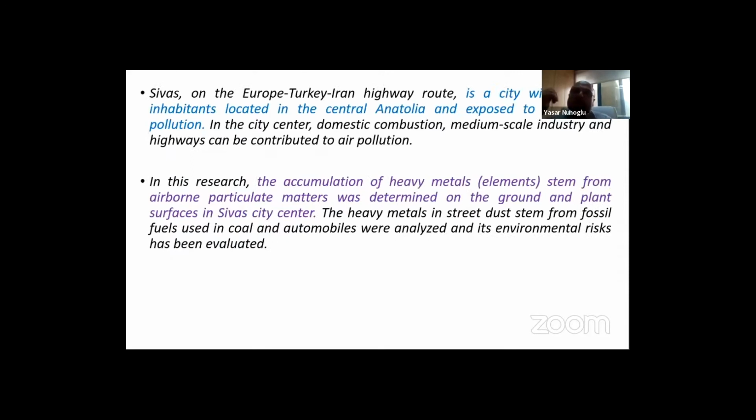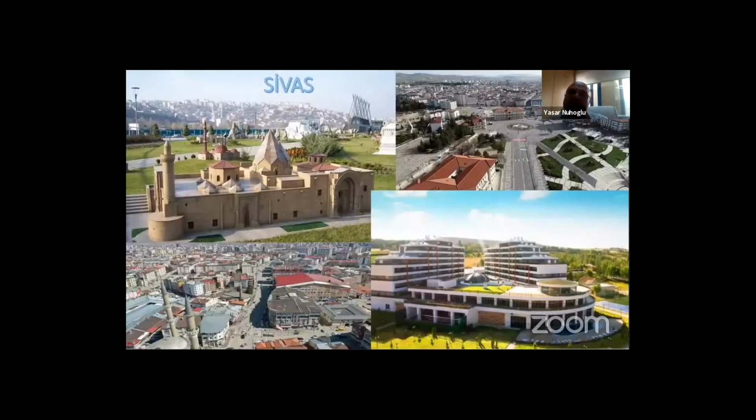Sivas, on the Europe-Turkey-Iran route, is a city with 329,000 people located in central Anatolia and exposed to intense air pollution. In the city center, domestic combustion, medium-scale industry, and heating can contribute to the air pollution. In this research, the accumulation of heavy metal elements stemming from airborne particulate matter was determined on the ground and plant surface in Sivas city center.